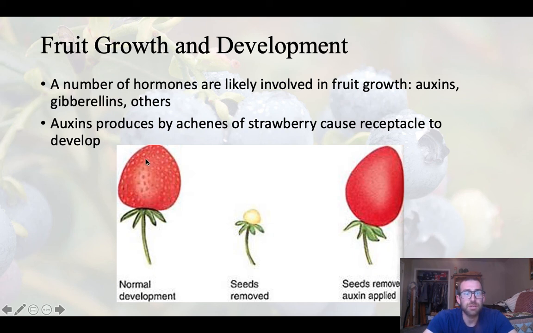Now, without those achenes, without the production of auxin, you won't have receptacle growth. But if you remove the fruits, they're saying seeds here, if you remove those and you still apply a synthetic auxin, you will get receptacle growth. So it's just a little experiment showing the importance of auxin for growth, especially for strawberry growth.